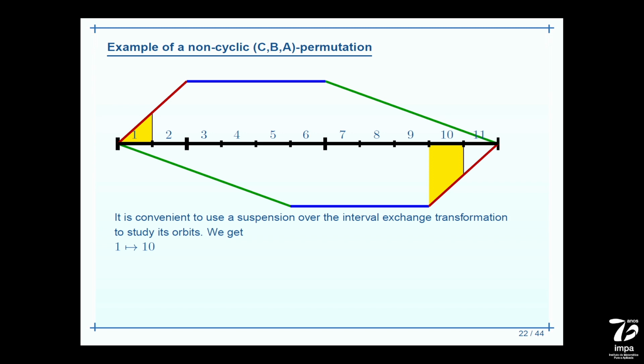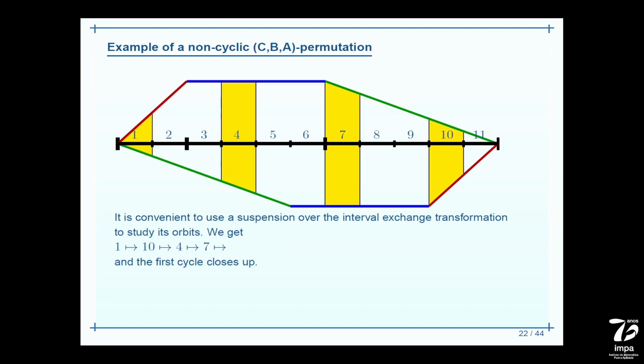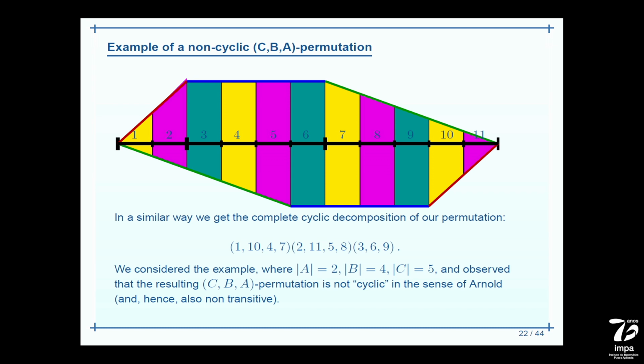The next element is 10. Then I continue from 10 up, I jump here, I get to 4, and in this way we get a cycle. We get the cycle 1, 10, 4, 7, and when we go up we come back to 1, so it's really closed up. I can make a similar drawing for other elements. We see that we have 3 cycles, so this permutation is neither cyclic nor transitive. We have cycles of different length.